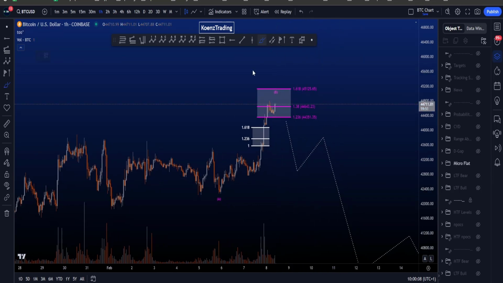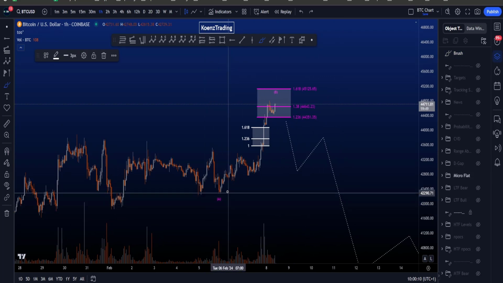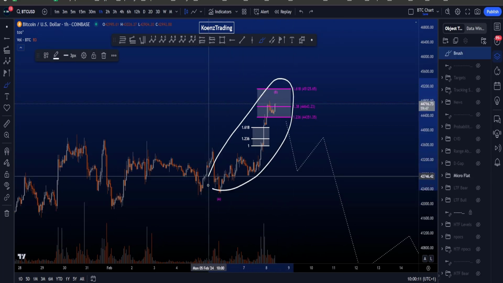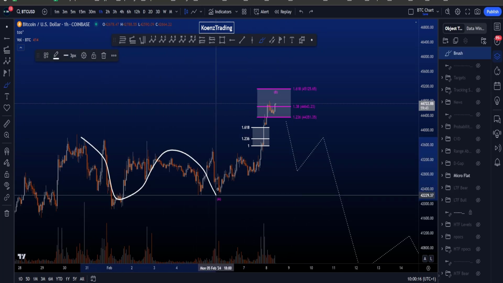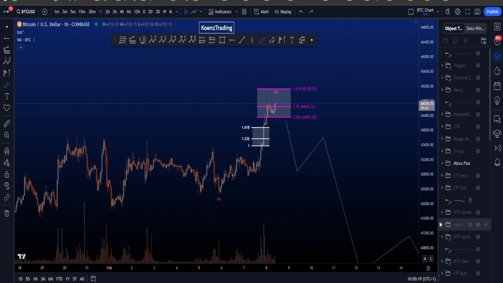45.1k. If we have our wave A over here, then we are looking for a 3-wave structure to the upside in a wave B. As in this scenario, we are looking for a 3-wave A, 3-wave B, 5-wave C.